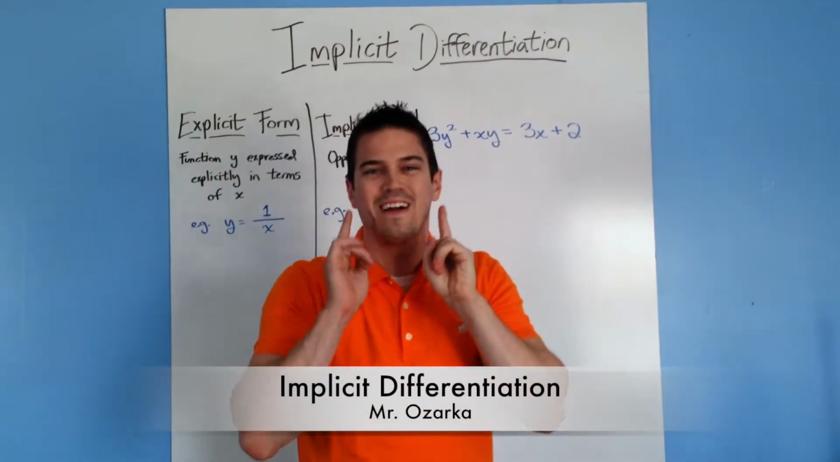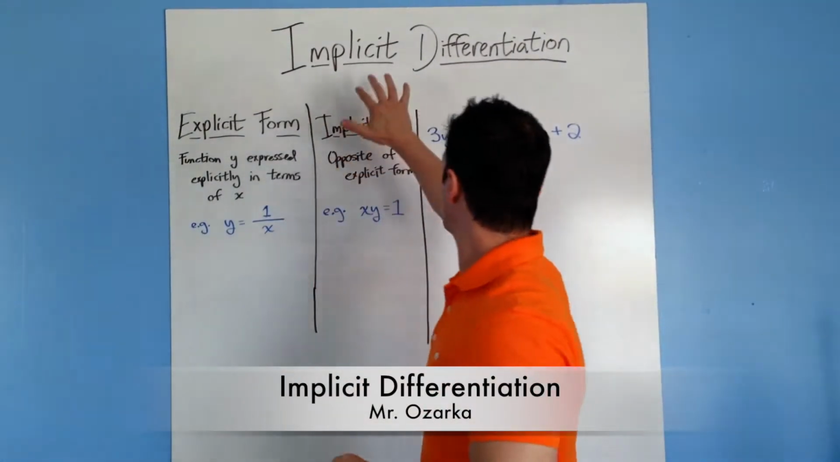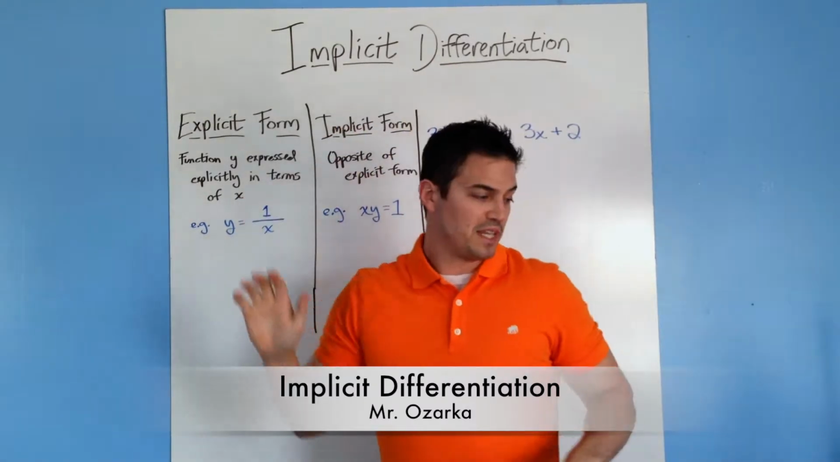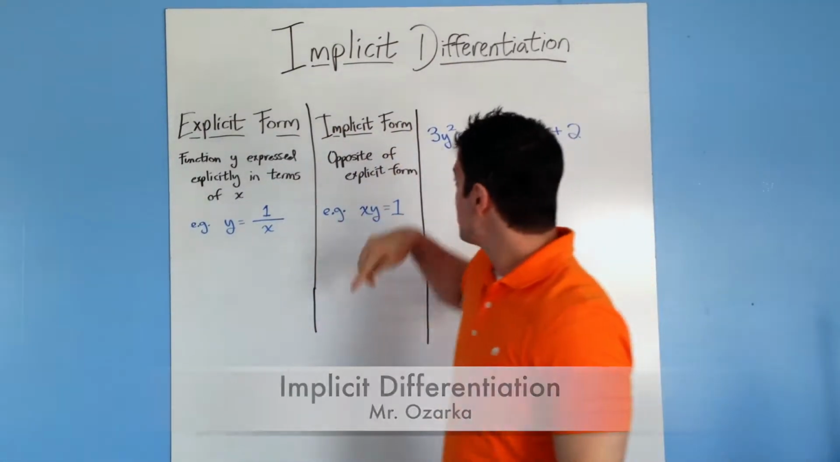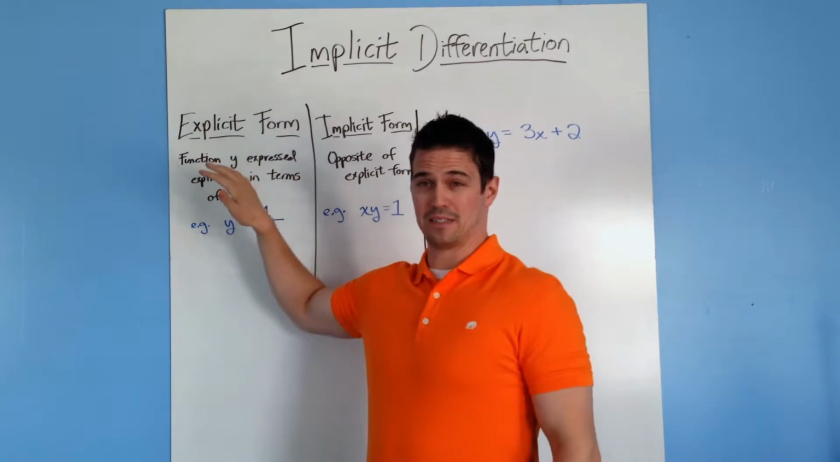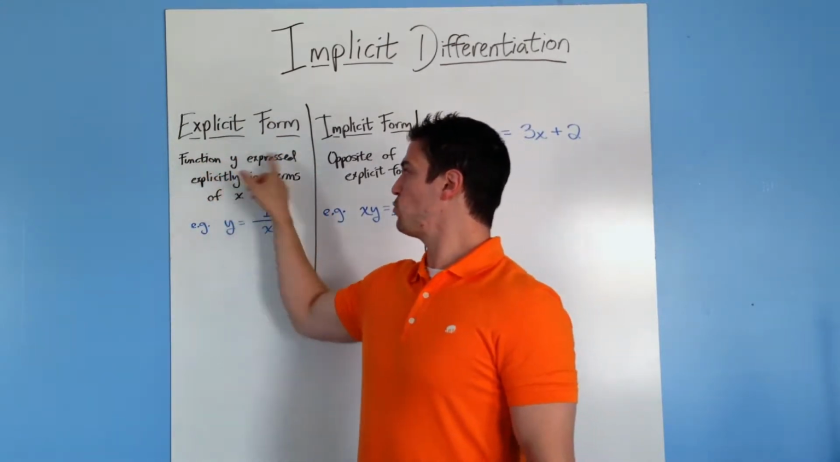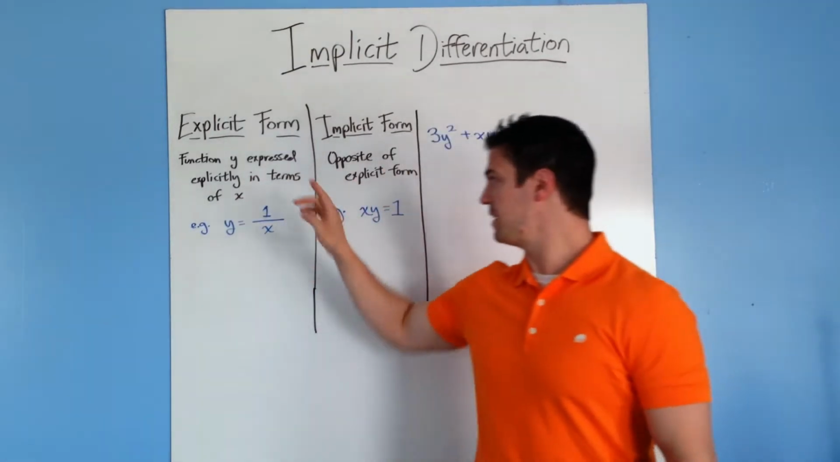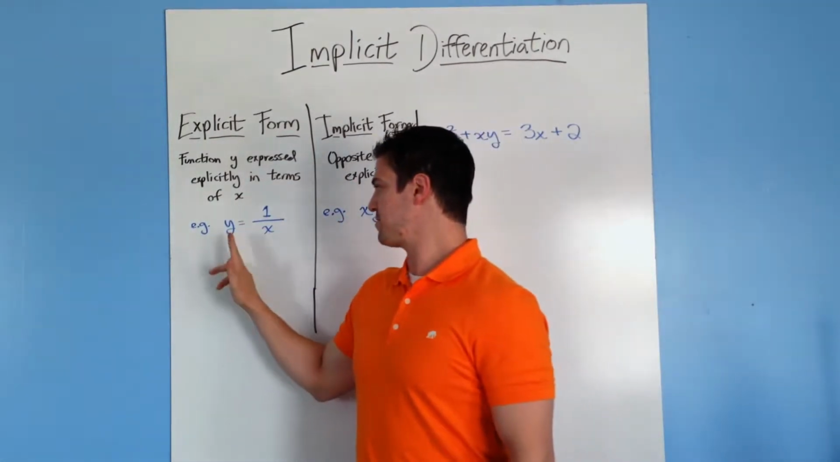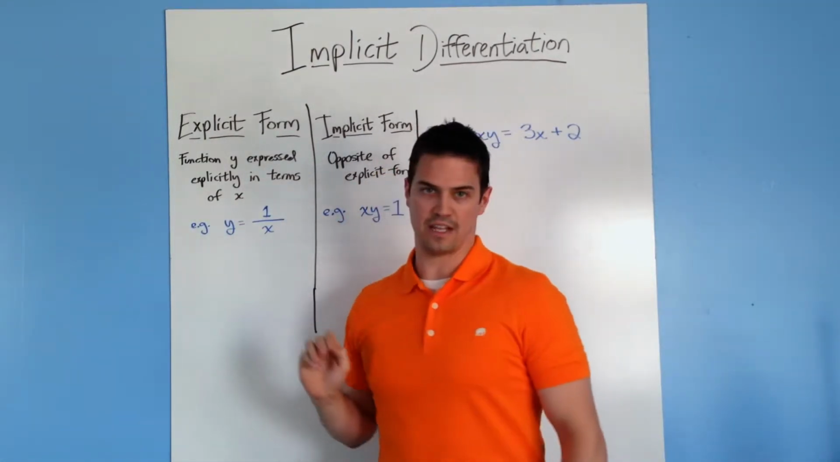Alright, so this is going to be a video on implicit differentiation. Now, you might not know what this means, but we have definitely worked with the opposite of implicit, which is explicit. And it's called explicit form. It's basically the function y expressed explicitly in terms of x. So in this case, there's a y on one side and the x's are on the other.